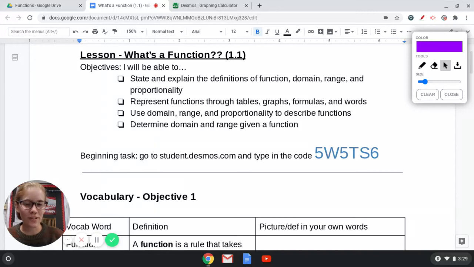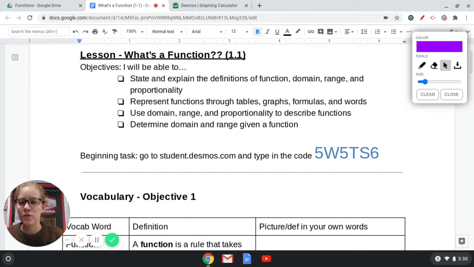Everyone, welcome to Calculus. This first whole chapter is all about functions. We're going to start off by learning what a function is, which may be review to you, but that's okay. We're going to learn about functions, domain, range, and proportionality. These words may be familiar to you, or they may be new, or maybe they are matching new vocabulary to concepts that you already know.